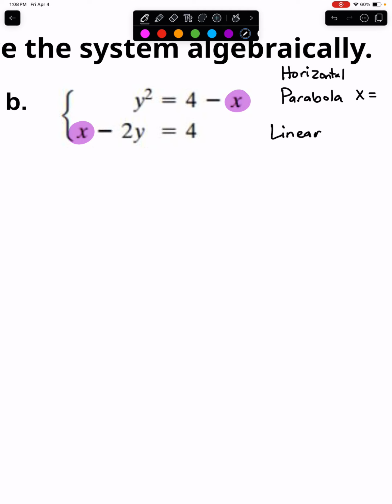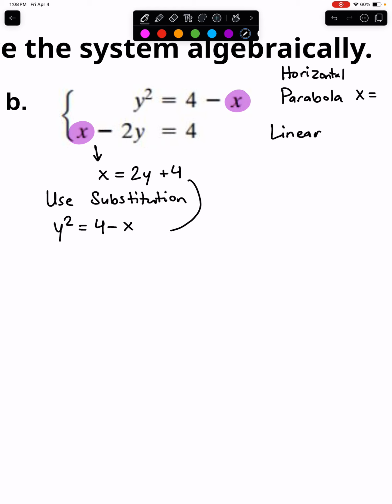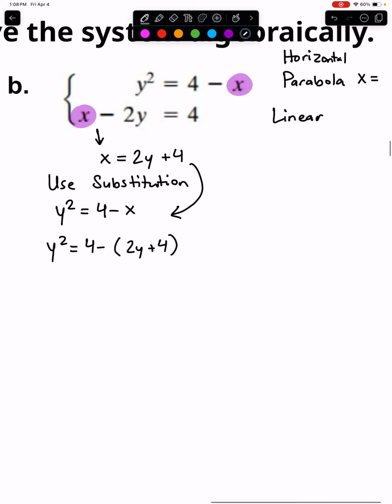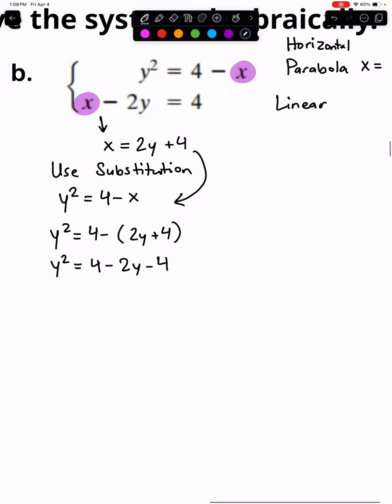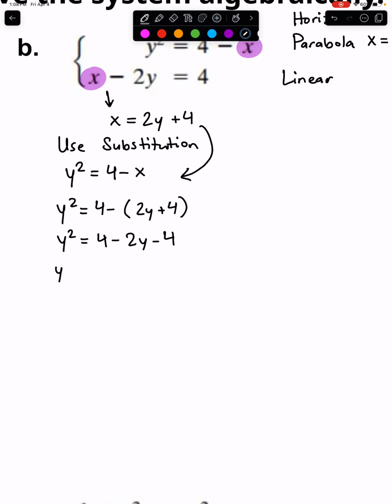So if I'm substituting, this second equation, I could have x equals 2y plus 4. Now I'm going to substitute back into the first. So y squared is equal to 4 minus that x. I'm going to substitute back in for this x, and don't forget parentheses. So 2y plus 4, I now need to distribute. So y squared equals 4 minus 2y minus 4. Well, the 4 and minus 4 cancel.